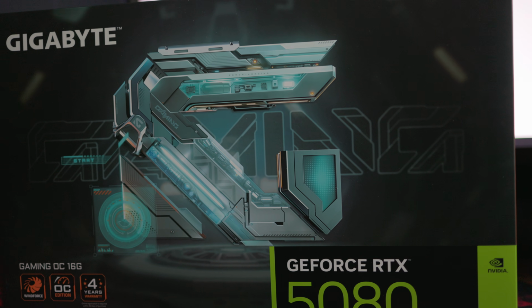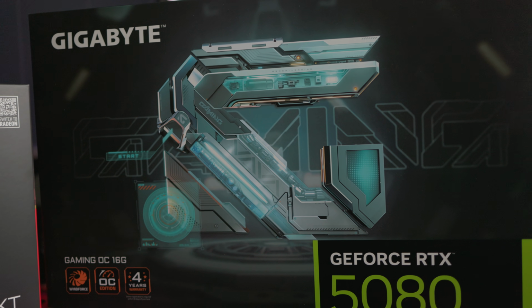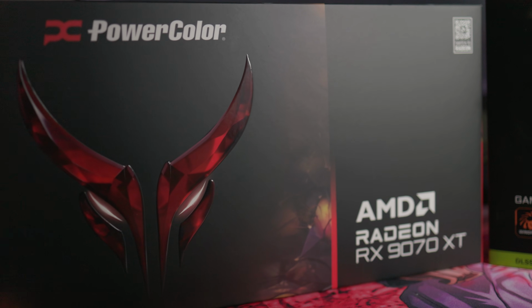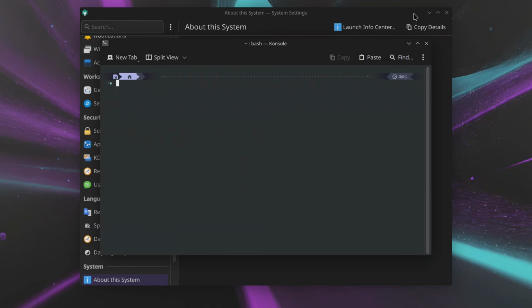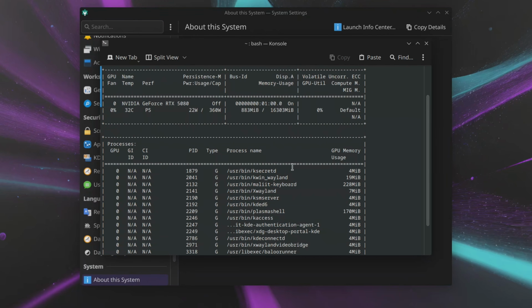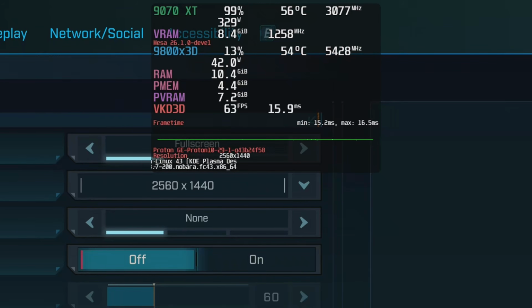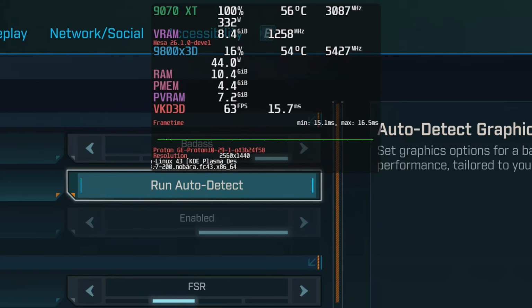For testing, I'm gonna use the Gigabyte RTX 5080 Gaming OC and the PowerColor Red Devil 9070 XT. For this comparison, at the time of testing, I used the latest beta drivers for Nvidia and AMD GPUs in Linux, the 590.44 for the 5080 and the Mesa 26.1 for the AMD GPU.